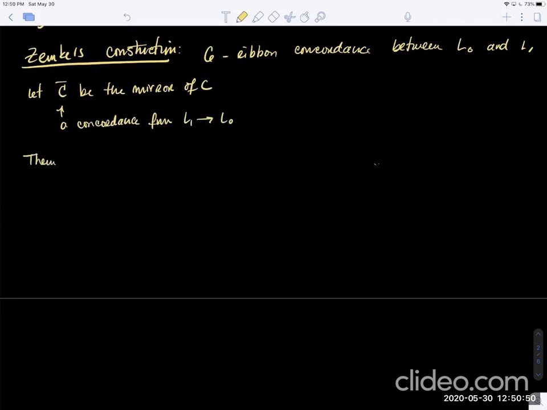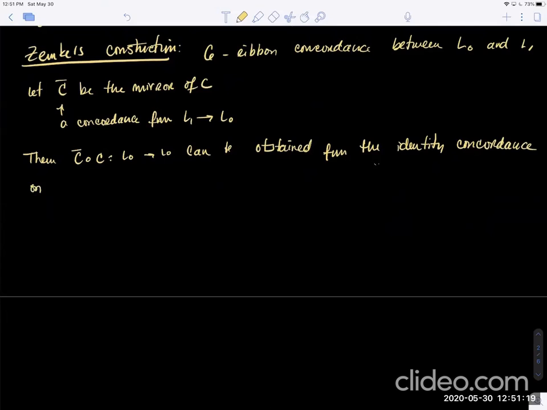Then Zemke's claim is that the composition of these concordances, right? You take one concordance, you flip it upside down, and you glue them together. This goes from L0 to L0, and can be obtained from the identity concordance on L0 by tubing in, and I'll try to make this more precise, unknotted, unlinked spheres. Right? Okay, or two spheres. I should specify that. Two spheres.